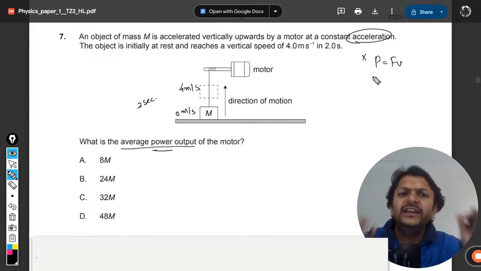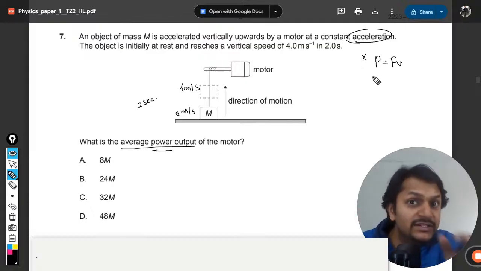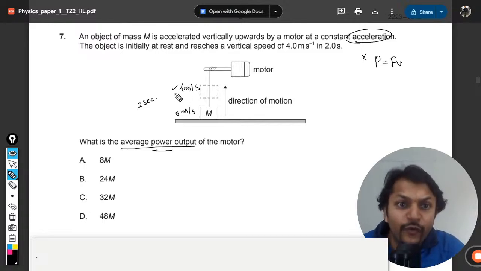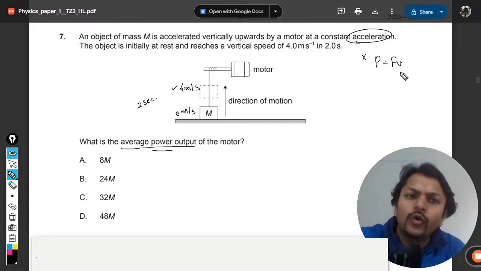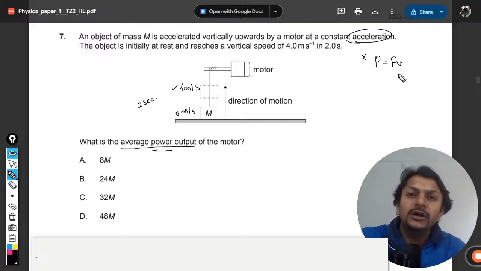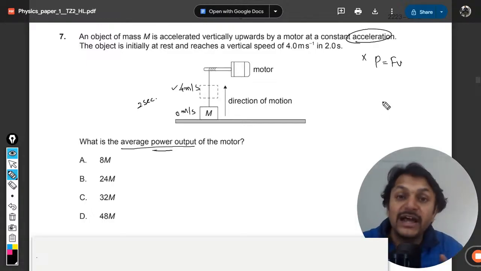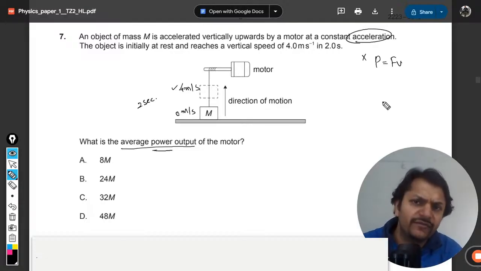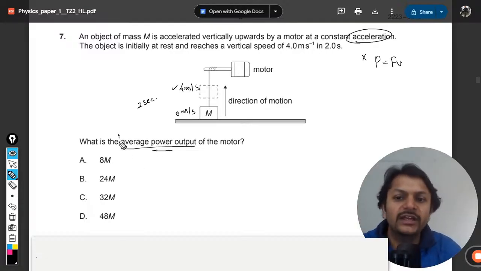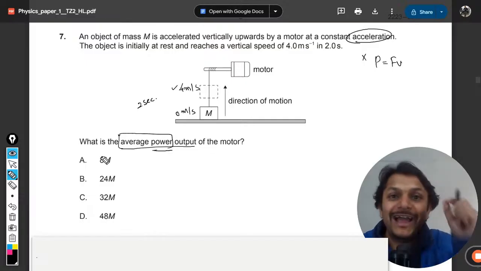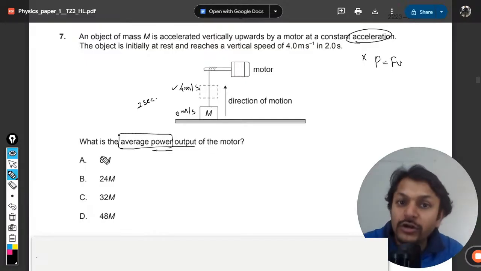Yes, you can find the instantaneous power at some instant, because the velocity will be given as 4. You can find, okay, this much is the force, this much will be the power used instantaneously, but that will be a variable. It is going to change at every instant. That is why we have a concept of average power, because power is not constant.